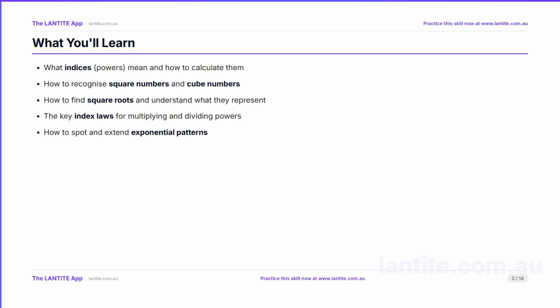By the end of this lesson, you'll understand what indices mean, that is, what it means to raise a number to a power. You'll be able to recognize and recall common square numbers and cube numbers. You'll know how to find square roots and understand them as the reverse of squaring. You'll also learn the key index laws that let you simplify expressions with powers, and you'll be able to identify exponential growth patterns. These skills are tested directly on the LANTITE.